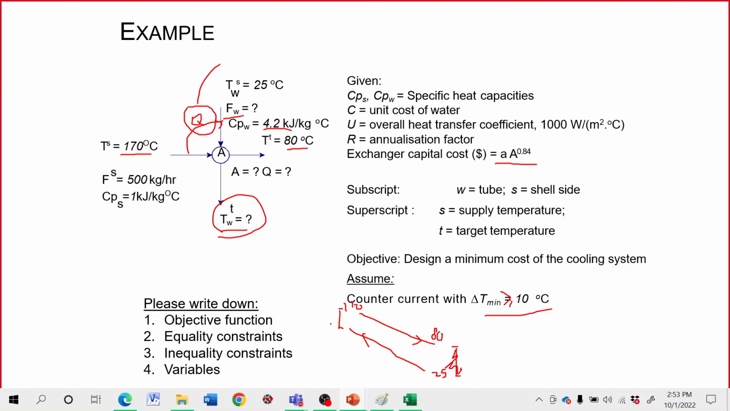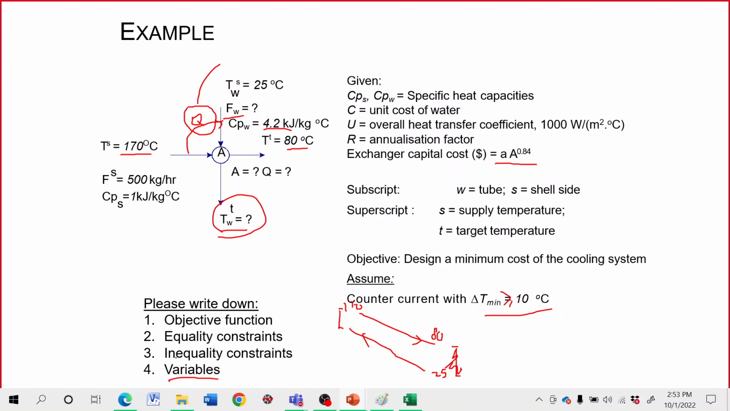And then what are the variables? Variables in this case are something that we want to find out. It is not known, but we want to find that out. So that's the decision variable or the independent variable.